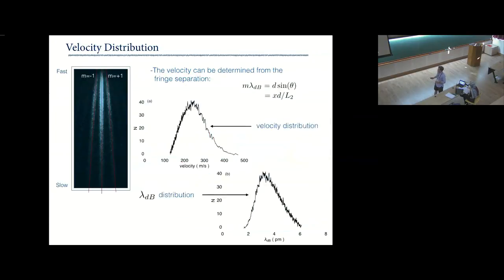And here you can just see where we've mapped out the velocity distribution. We've also recast it in terms of the de Broglie wavelength, where the full width at half maximum varies between about 2.5 picometers and 5 picometers.